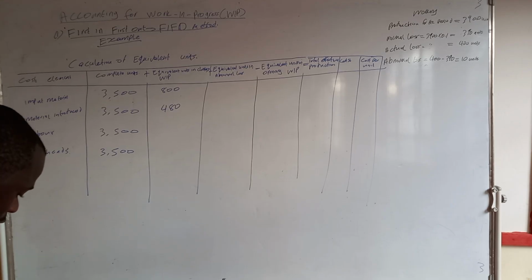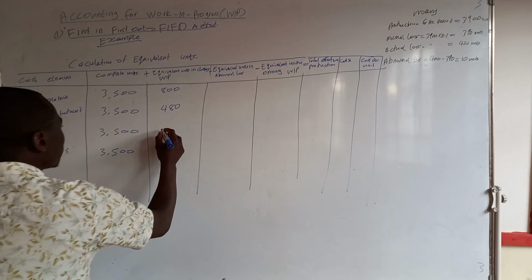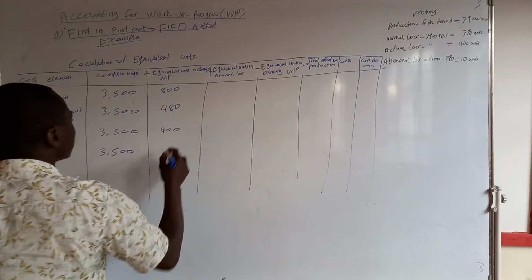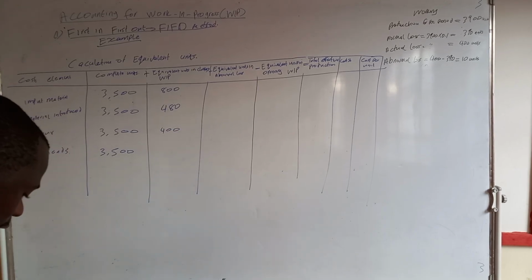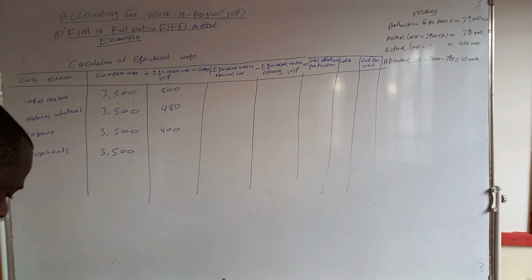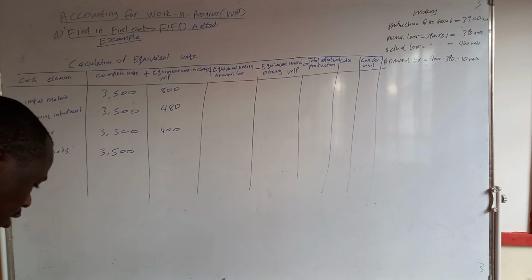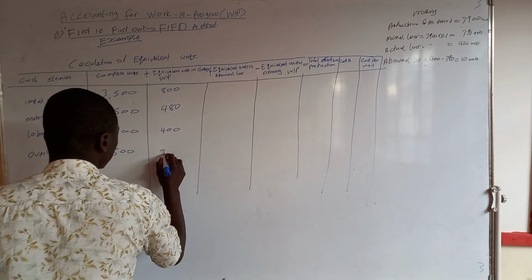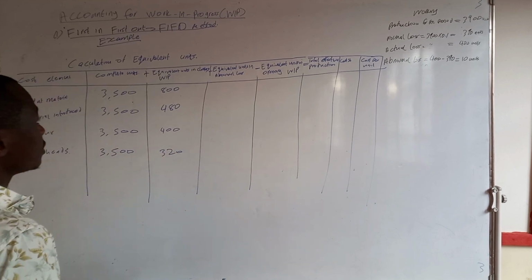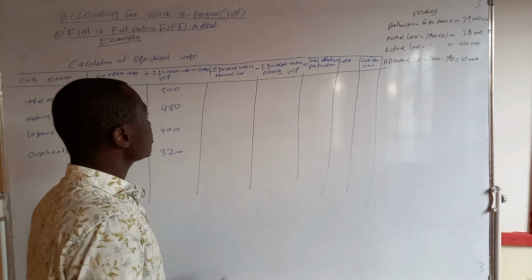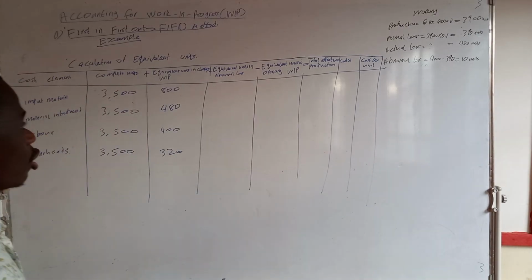In terms of labor, we are told it was 50%. And then in terms of overheads, we are told it was 40%. So 800 times 40% is 320. Now we go to equivalent units in abnormal loss.